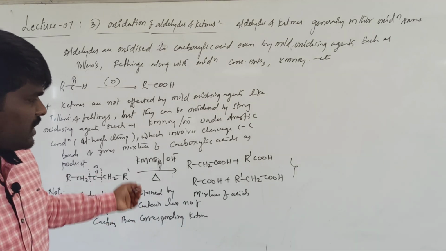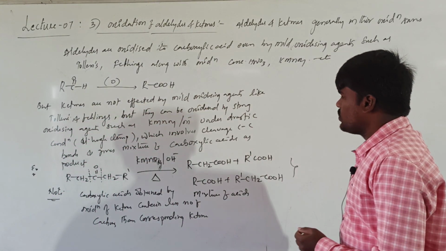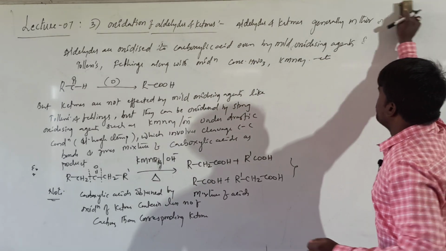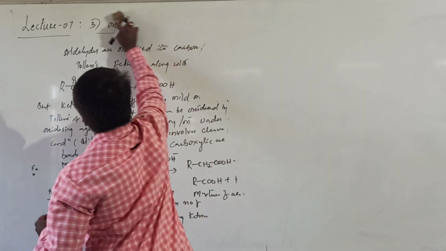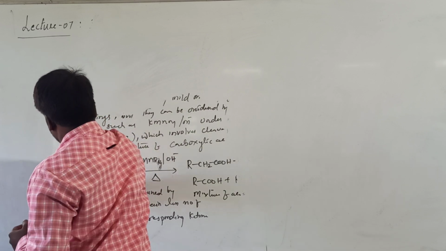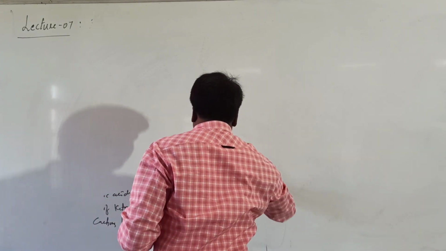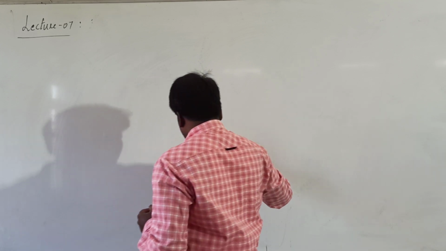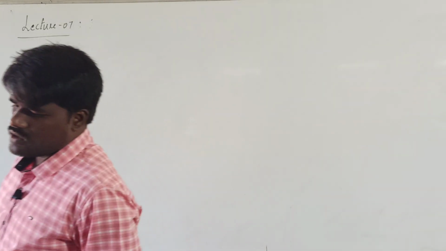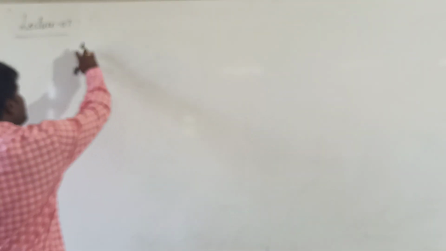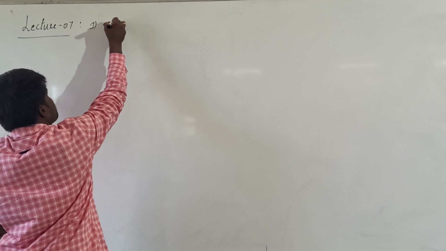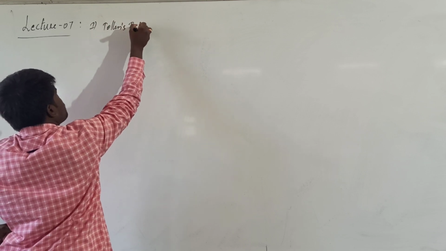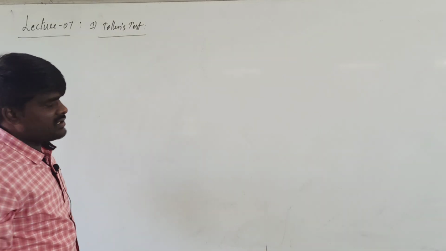Now we'll see the remaining oxidation reactions, that is, what is meant by the Tollens reaction and what is meant by the Fehlings reaction. These two, Tollens and Fehlings, are very important since they can be used as tests to distinguish aldehydes and ketones. If Tollens and Fehlings are positive, we call them aldehydes, and if Tollens and Fehlings are negative, we call them ketones. Now first we will talk about the Tollens test, which can be used for distinguishing aldehydes and ketones.